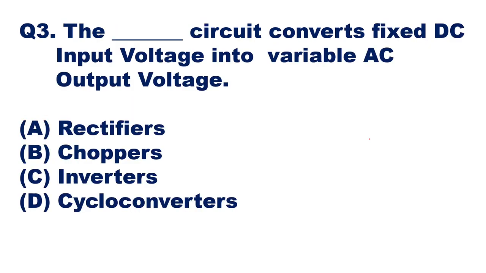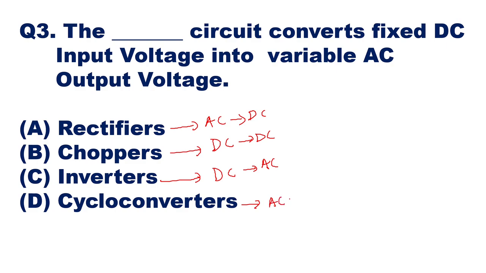Then we'll go to the next question, question number 3. The dash circuit converts fixed DC input voltage into a variable AC voltage. So we have studied circuits like rectifiers, which convert AC to DC. Then we have studied choppers, which convert DC to DC, that is fixed DC to variable DC. Then we have inverters, which convert DC to AC. And then we have cycloconverters, which convert AC into variable AC.